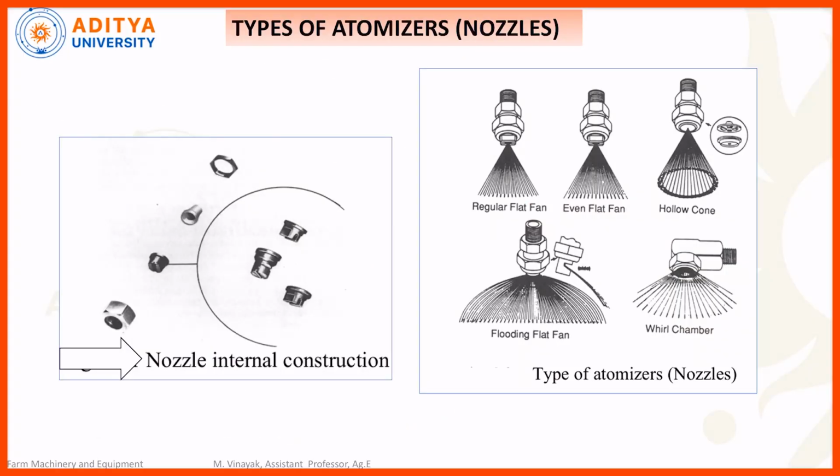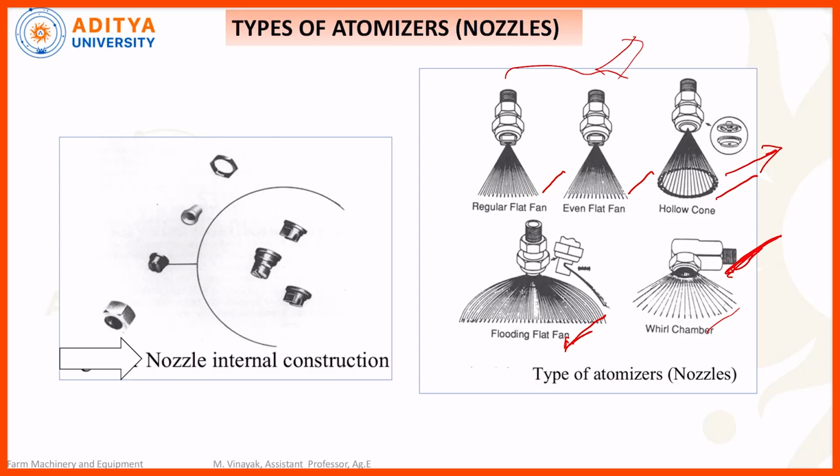So here the heart of the sprayer is the nozzles. Here we can see the different types of nozzle: regular flat fan, even flat fan, hollow cone nozzle, floating flat fan, oil chamber, whirl chamber. Okay, so hollow cone nozzles we can use for herbicide applications. Floating flat fan nozzles, this one also we can use for spraying herbicides. Even flat fan or regular flat fan, we can use to spray for pests and diseases. Okay, these are the different types of nozzle.